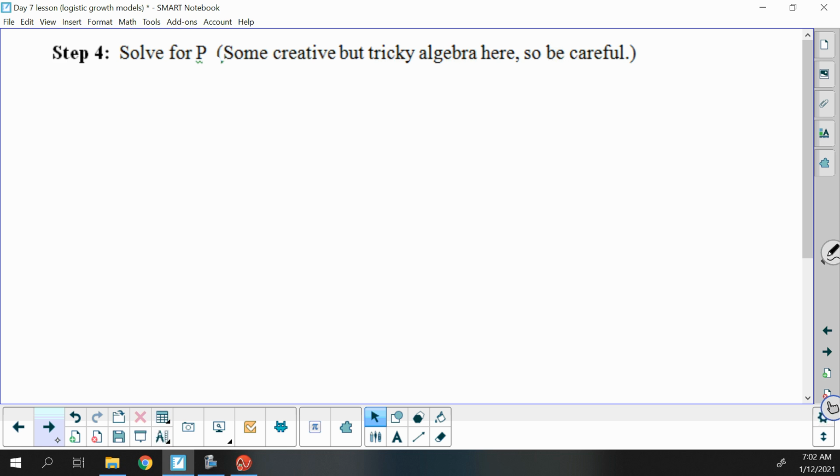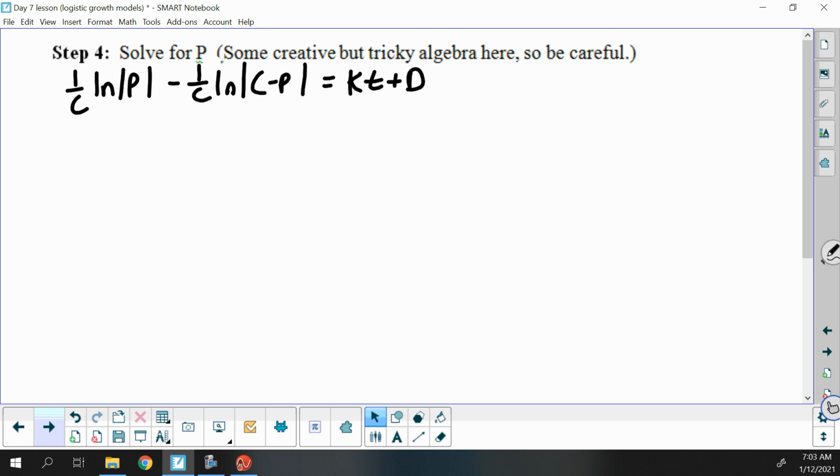So now in step 4, we're going to solve this. Where we're at right now, again, we have 1 over C natural log absolute value of P minus 1 over C natural log absolute value of C minus P equals kt plus D. So we're going to do two things at once. Let's multiply the C out of there. So over on the right, we're going to have C kt.